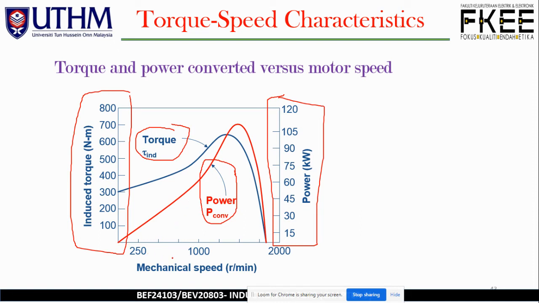As you increase the mechanical speed of the motor, for example, up to 1000 RPM, 1800 RPM, here no more induced torque is developed when Nm equals N sync. So we can say that when the mechanical speed of the motor Nm reaches N sync, there is no more induced torque developed, as well as no power.